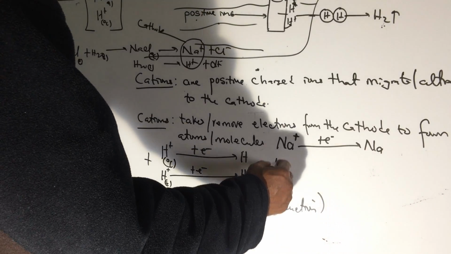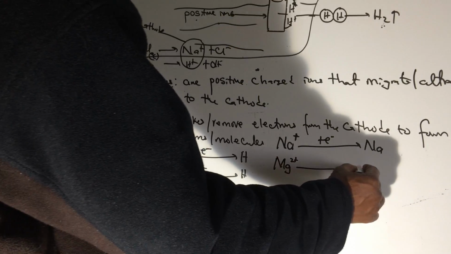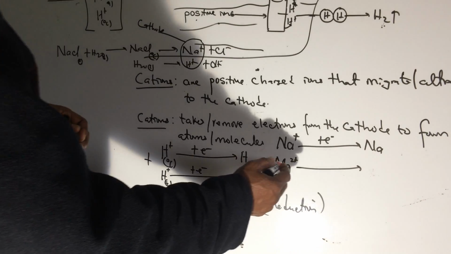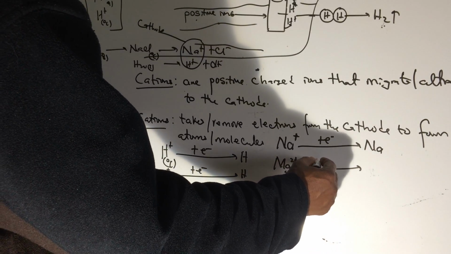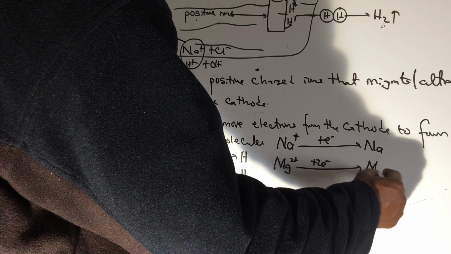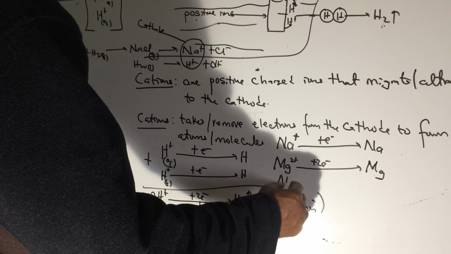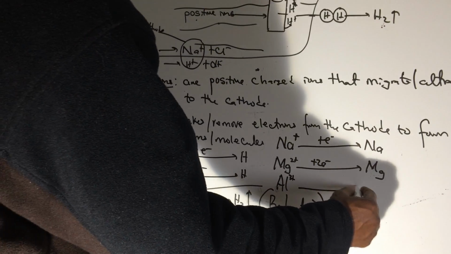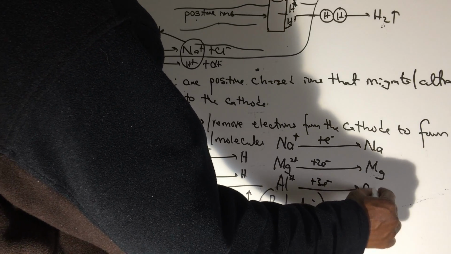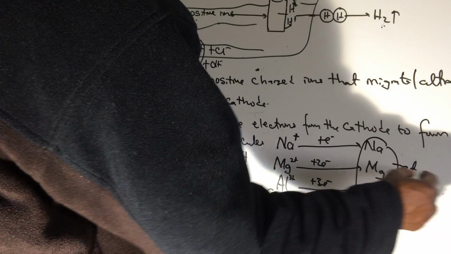Likewise, you have magnesium. Magnesium lost 2 electrons before, right? During the process of ionization. Magnesium will gain 2 electrons from where? From the cathode, and it will be discharged as magnesium atom. Likewise, aluminium, right? The charge is 3. They're positively charged. This will also gain 3. That's Al. So all these ones are atoms, right?